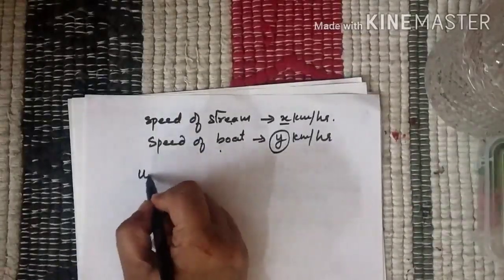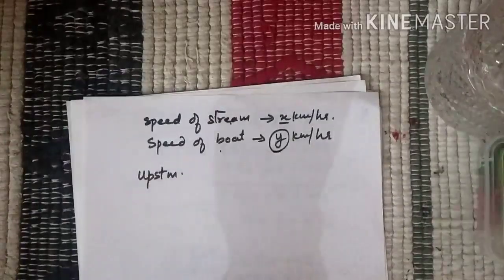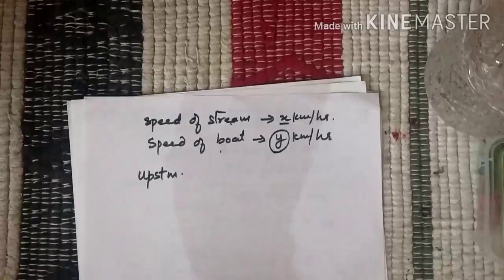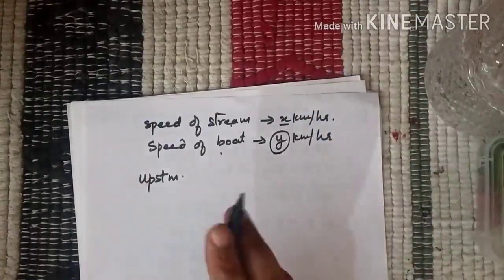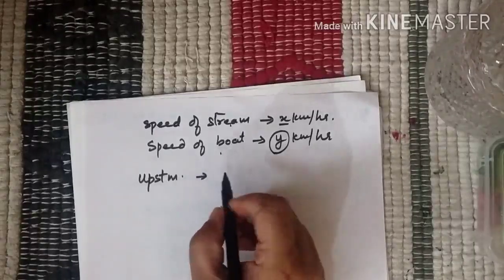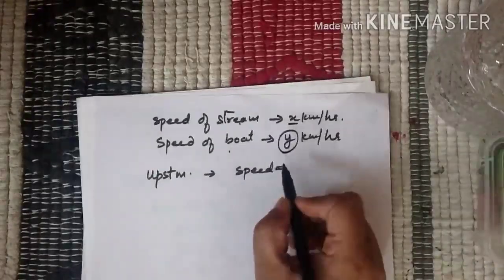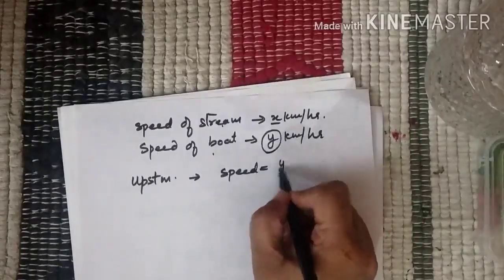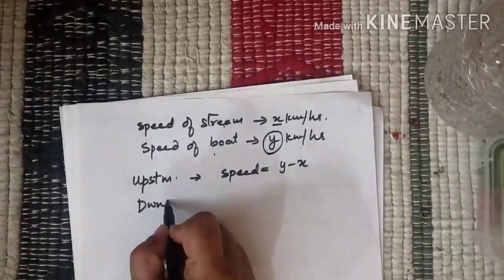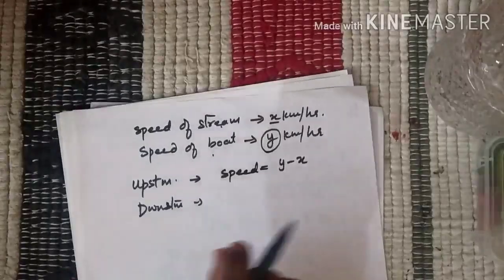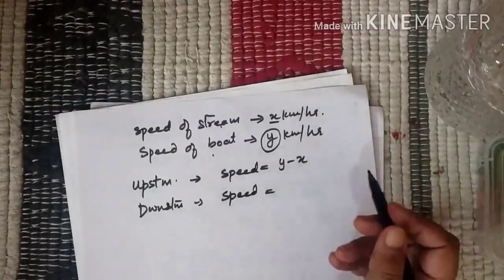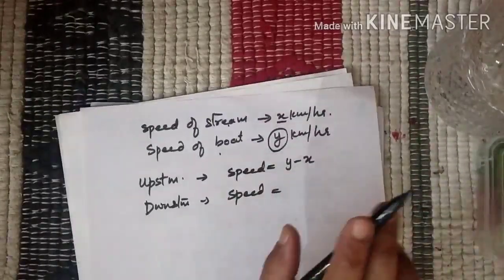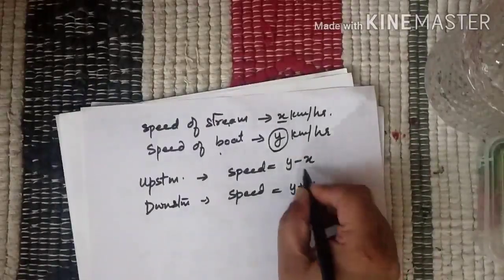Now when you are going upstream, you are going up the hill. Always remember, upar chadna hai. So when you need to climb the ladder or go up the hill, you need to apply more force, force zyada lagta hai, and output is less. In that case, speed upstream will be boat speed minus the speed of the stream, so y minus x. Downstream, when you go with the flow of water, your speed increases, right? Water also pushes your boat. So in that case, both the speeds are added.